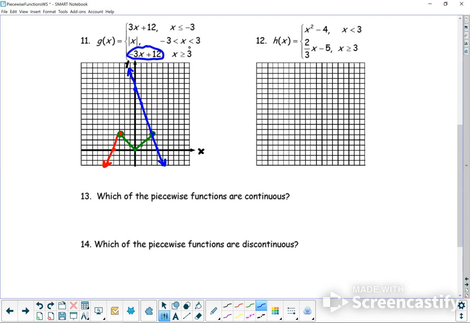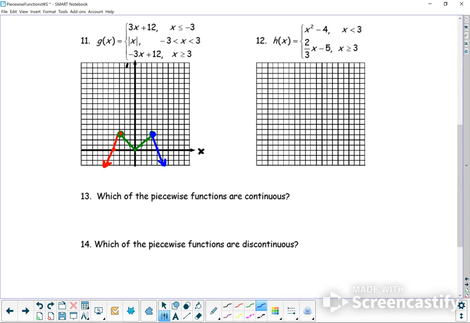Okay, but I only want it for values of 3 and bigger. So that means values of 3, 1, 2, 3. I want it there, and I want it on the bigger side, which is on the right-hand side. So that means everything on the left-hand side, I'm going to erase, and that's what I'm left with.